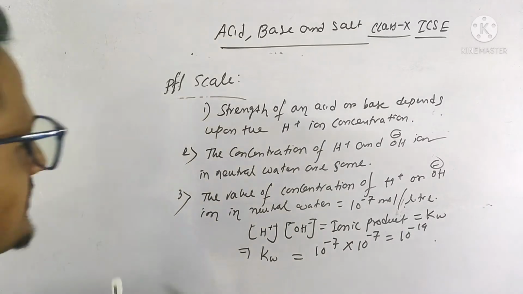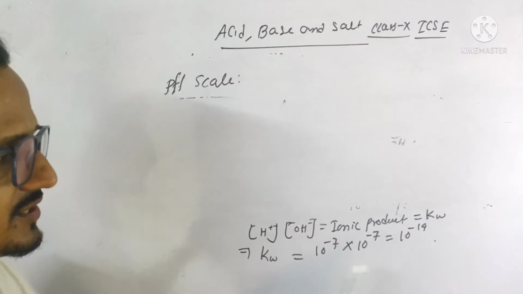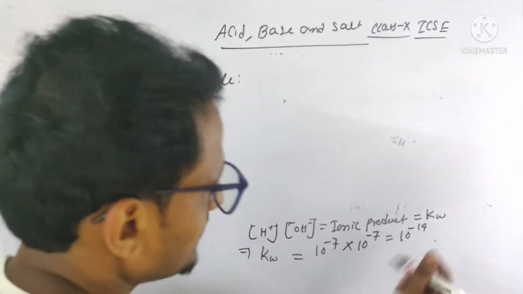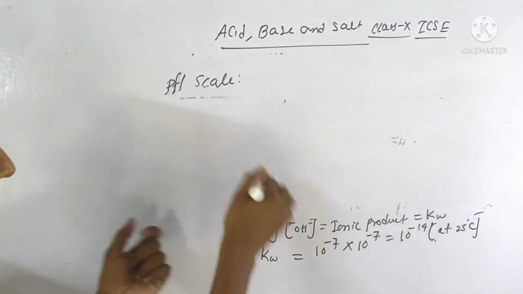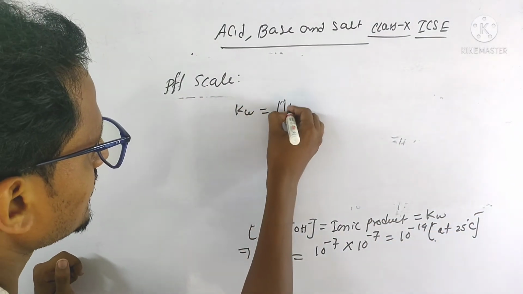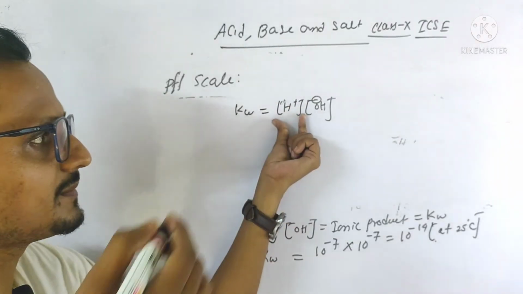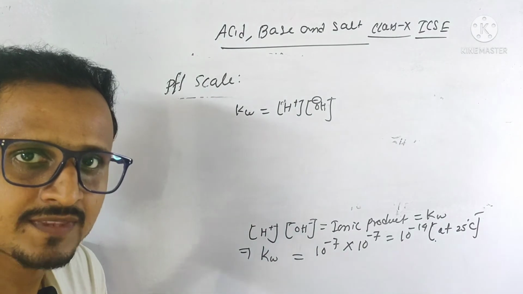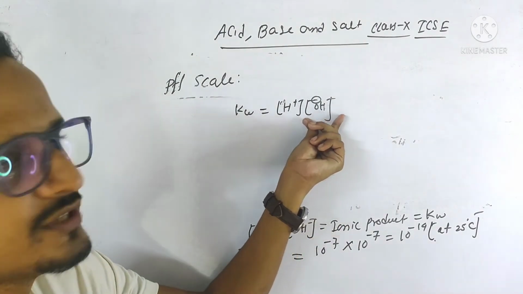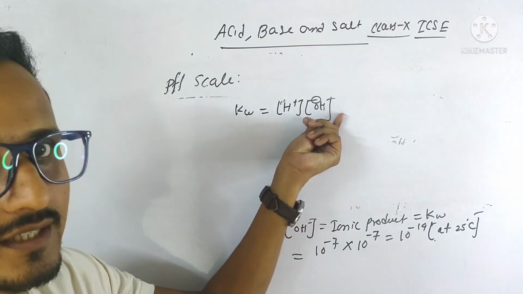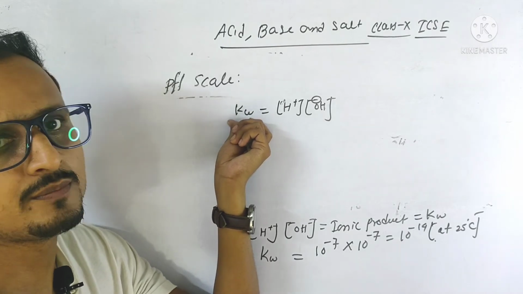Okay. Copy it. Now we will see. So what I am telling is that this Kw will be constant. It will be 10 to the power minus 14 at 25 degree centigrade temperature. Now in this Kw, if you add some acid, then the concentration of H plus ion will increase. And if you add some base, then the concentration of OH minus ion will increase. But the overall Kw will be constant.